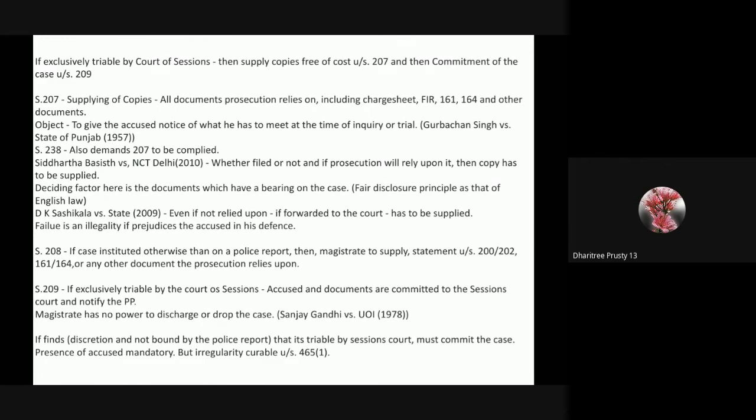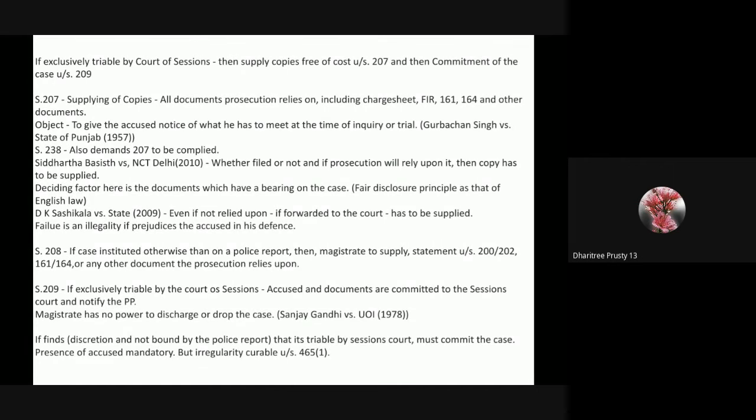Section 208 says that if the case is instituted otherwise than on a police report, then the magistrate is to supply statements under section 200, 202, 161, 164 or any other documents as the case may be. So 208 and 207: 207 talks about the supply of copies when a police report has been filed. Here it's a complaint, so no question of a police report. Here the magistrate will supply the 200 statement, 202 statement, 161, 164.